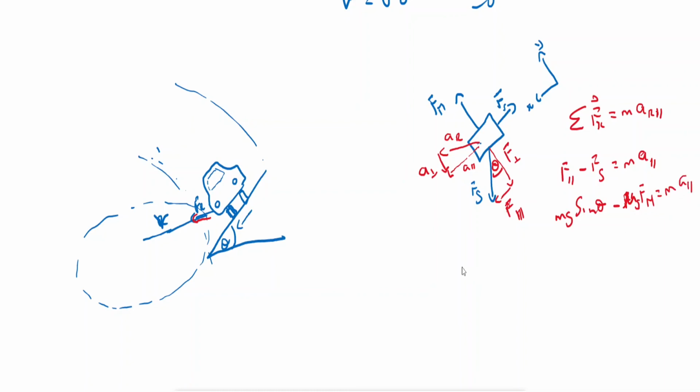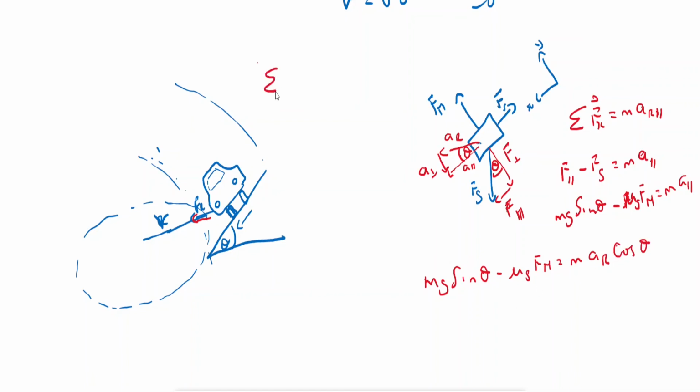Let me write it like this. This becomes mg sine of theta minus Fs, and this is Fn. This is equal to, what is MA? This is A, whatever A_R is, and then you say this is going to be cos, because you're going to have theta here. So this is going to be cos of theta.